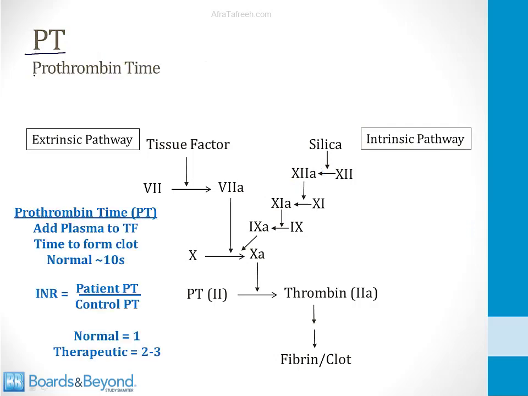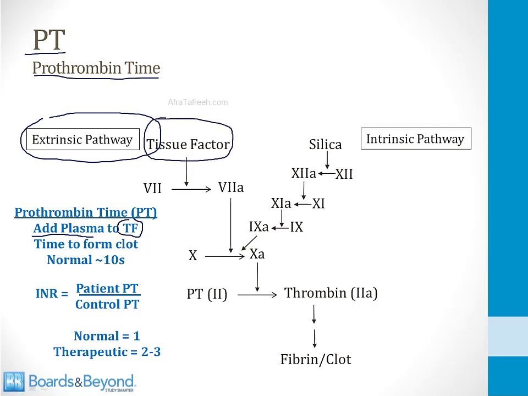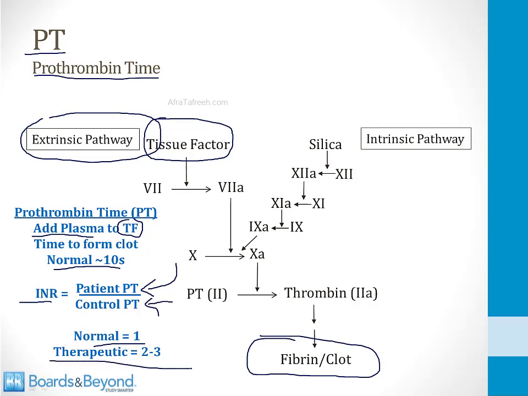The PT, or the prothrombin time, is a test of the extrinsic pathway. In this test, you take a sample of plasma that you want to assess and you add tissue factor. Tissue factor then initiates the extrinsic pathway, and you measure the time it takes for a fibrin clot to form. Normal is about 10 seconds. Now, most labs convert the prothrombin time to an INR, which stands for International Normalized Ratio. This is where you divide the patient's PT by a control PT. Normal is 1, and therapeutic on Coumadin, for example, is about 2 to 3.